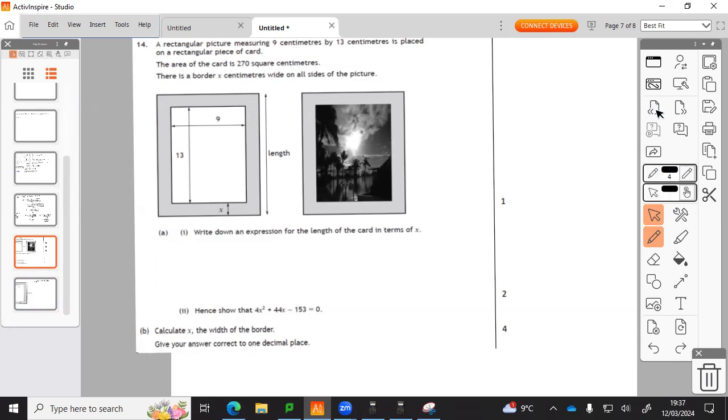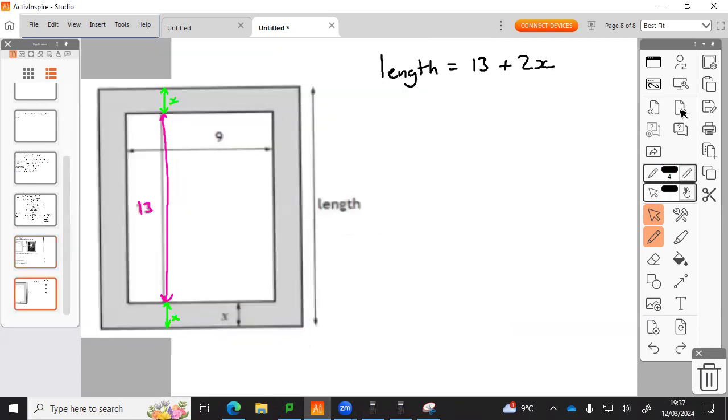Hence show that 4x squared plus 44x minus 153 equals 0. Now what the hell is that? Well, you're given the area up here. We're given it as 270. We know that the area of a rectangle is length times breadth. Now they're giving us a clue of where to go with it. We've worked out length. So if we know that area equals length times breadth, that's just something we need to know.